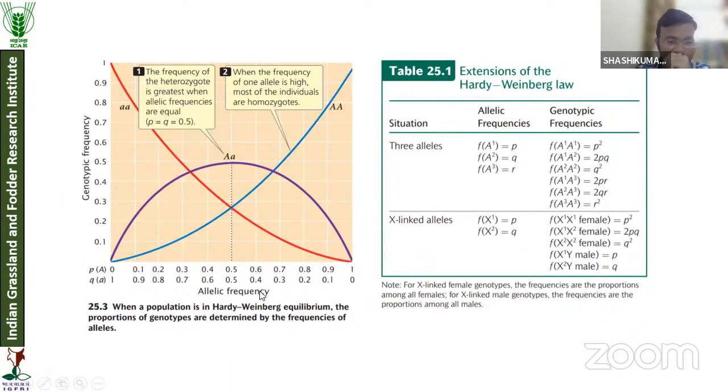So this is one of the autosomal equilibria, where this is the allelic frequency and this is the genotypic frequency. The frequency of heterozygotes will be greatest where the allelic frequencies p and q are 0.5. Once the allelic frequency of a particular allele increases, the frequency of the homozygotes for that allele will increase. So if the allelic frequency of the A allele increases and reaches 0.9, then the homozygotes will be higher for capital A. Similarly, in the case of the recessive allele, if the allelic frequency increases, then the homozygotes for the recessive allele will keep on increasing in the population.